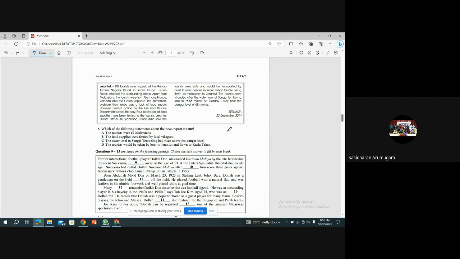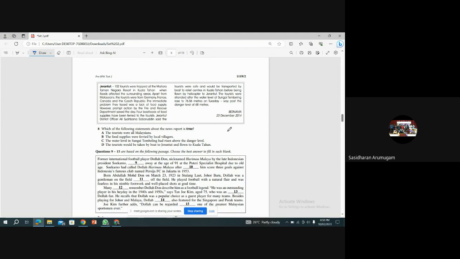Actually, it's really scary. Yeah, which of the following statements about the news report is true? So the tourists were all Malaysian. No, the food supply were ferried by local villagers. The water level in Sungai Tembeling had risen above the danger level. Yes, the tourists will be taken by boat to Jerantut and flown to Kuala Tahan.